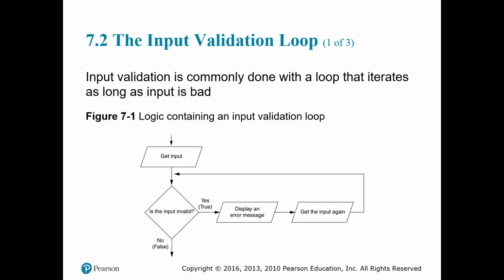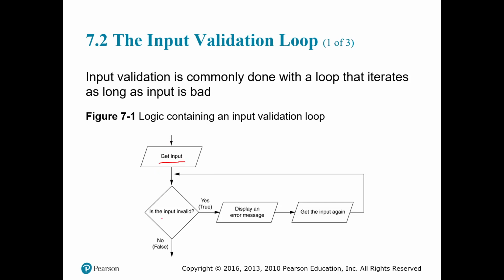So input validation is commonly done with a loop that iterates as long as the input is bad. And what does that mean? We can look at this flowchart right here. So we're going to get our input. Let me click my pen. We're going to click our input. So what we're going to do, we're going to get our input right here.